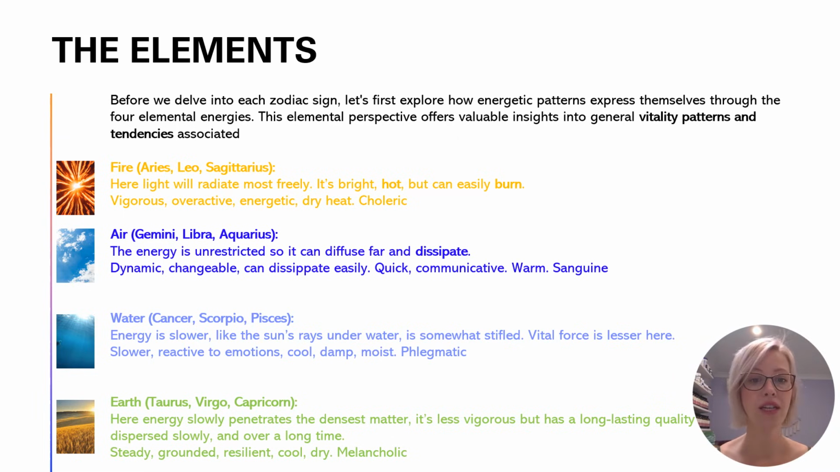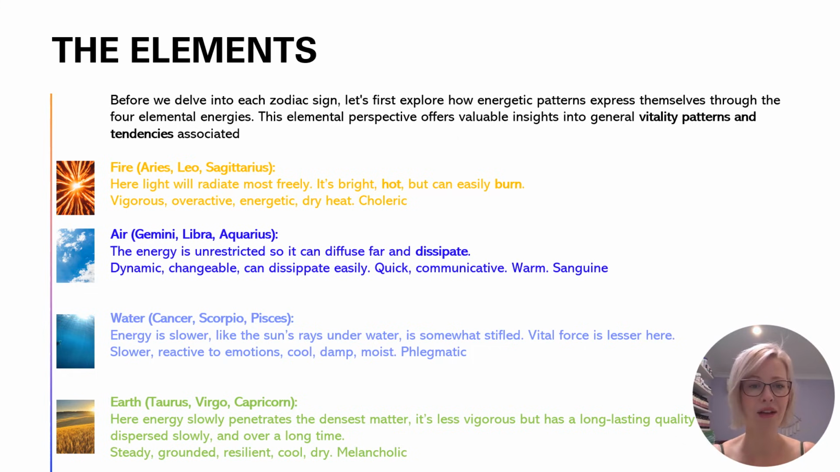So fire energy: it's bright, it's hot, it can burn, it can be vigorous, overactive, energetic. It's a dry heat, and quite often correlates with a choleric humor. If you remember when we talked about the humors, that's the nature of fire. There's so much energy, heat, vitality, and a bit of creativity, but the counter is that they can overdo it and burn themselves out. A fire needs to be controlled, and if it's not, it turns into a raging bushfire and destroys everything. That is the nature of a fire sign. So it can be wonderful or it can be completely destructive.